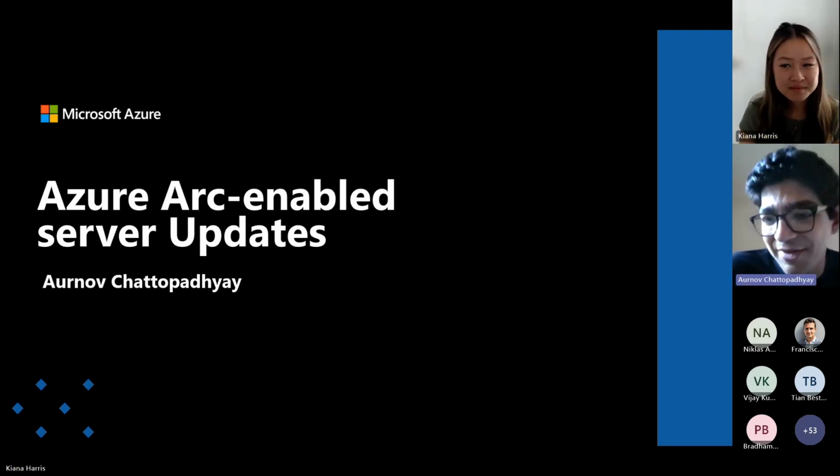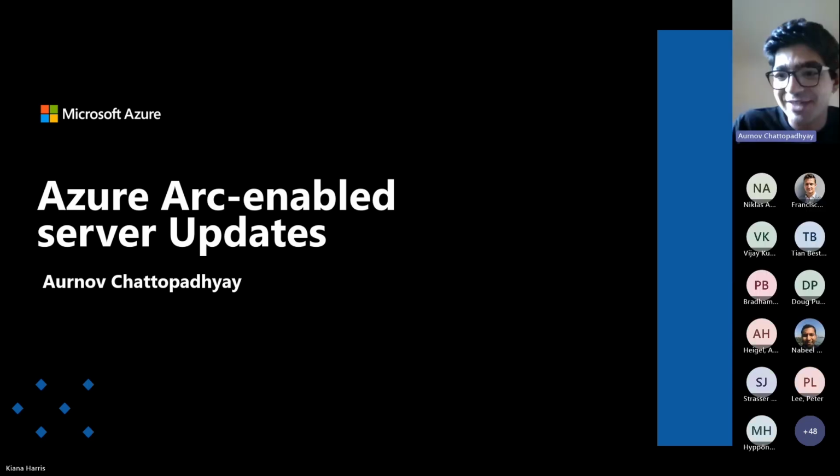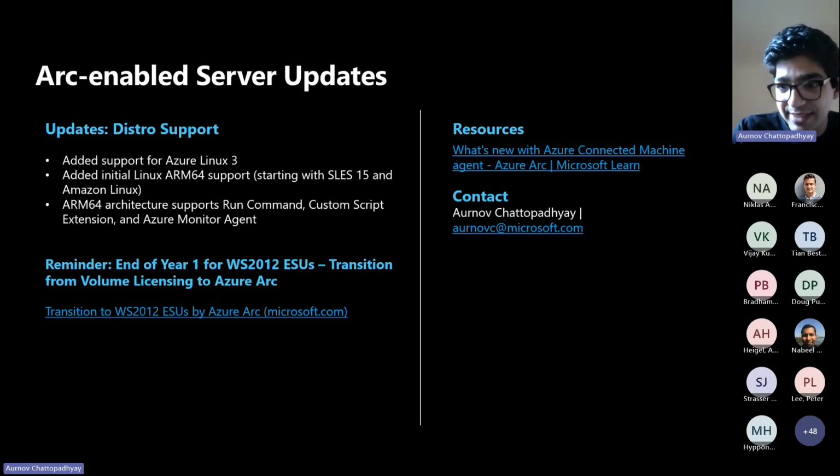So hey everyone, Arnav from the Azure Arc-enabled servers team, PM from the team, and we wanted to provide some updates for you all in terms of what's coming up. So we had our latest agent release in September. Some notes from our September release that we wanted to highlight is really our added distro support. You'll notice that we added support for Azure Linux 3, or Mariner 3. We also started to add initial support for ARM64, which has been a big ask from our customers.